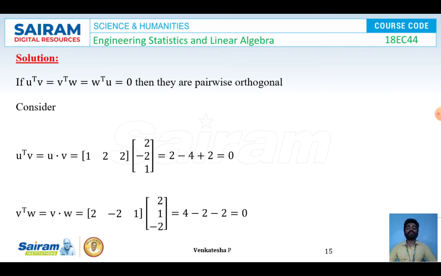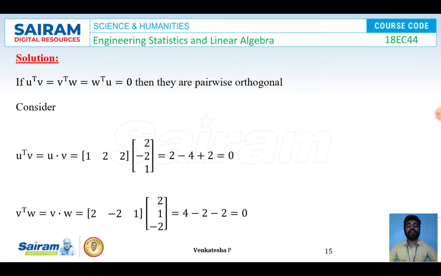So taking the transpose of u matrix here, that is 1 2 2, and taking the column matrix v, 2 minus 2 1, by multiplying both, 1 into 2 I got 2, 2 into minus 2 I got minus 4, 2 into 1 I got plus 2, it is equal to 0. Similarly, I am going to find v transpose w, that is v dot w. So taking the transpose of v matrix, 2 minus 2 1, and w matrix, 2 1 minus 2, by multiplying both we got 4 minus 2, which is equal to 0.